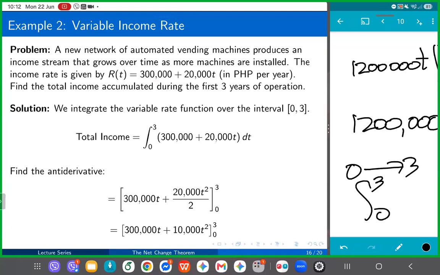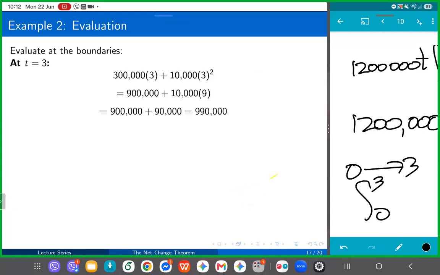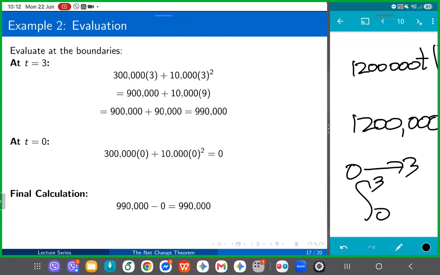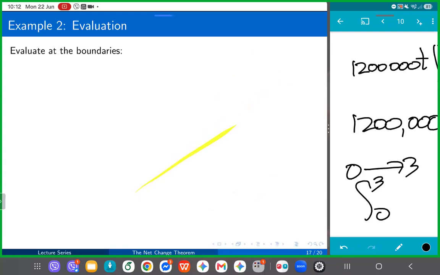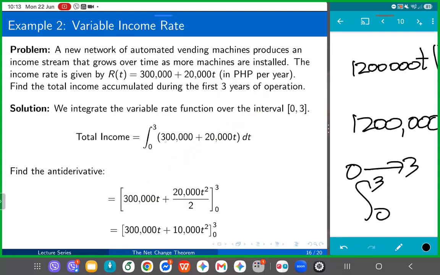The details are provided below. And then you calculate, these are the calculations for the upper and lower limits. You will get 990,000. All you have to do is integrate the derivative and calculate it. That's it. When you calculate this, it gives you the 990,000.